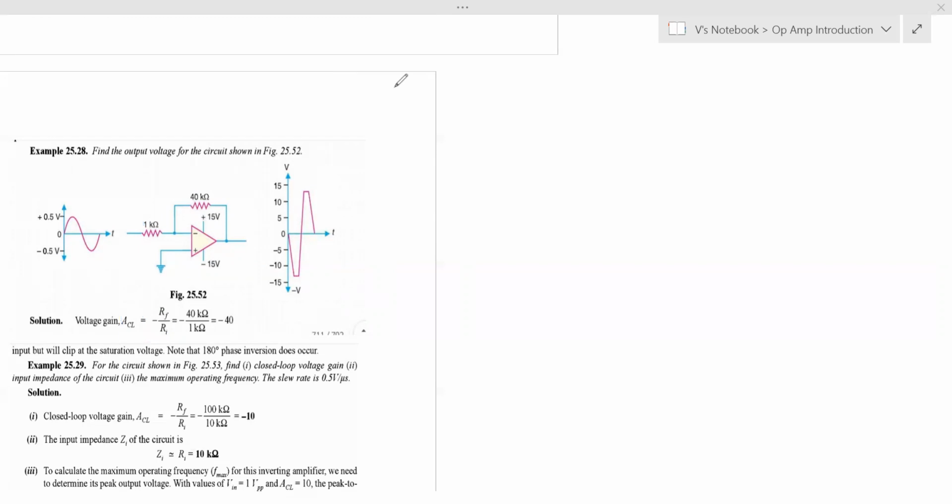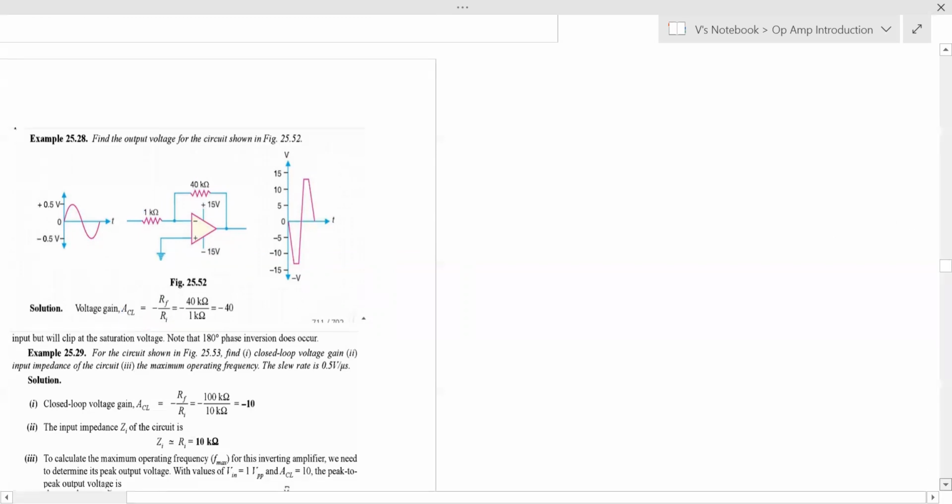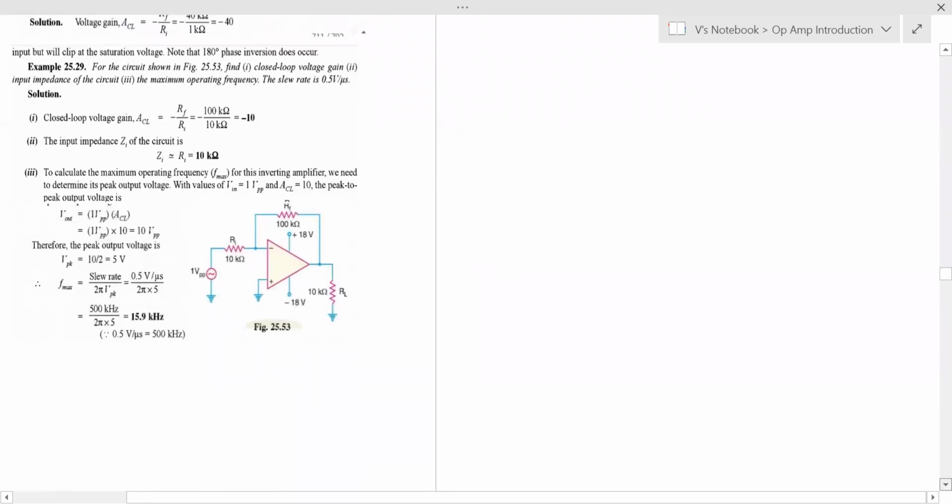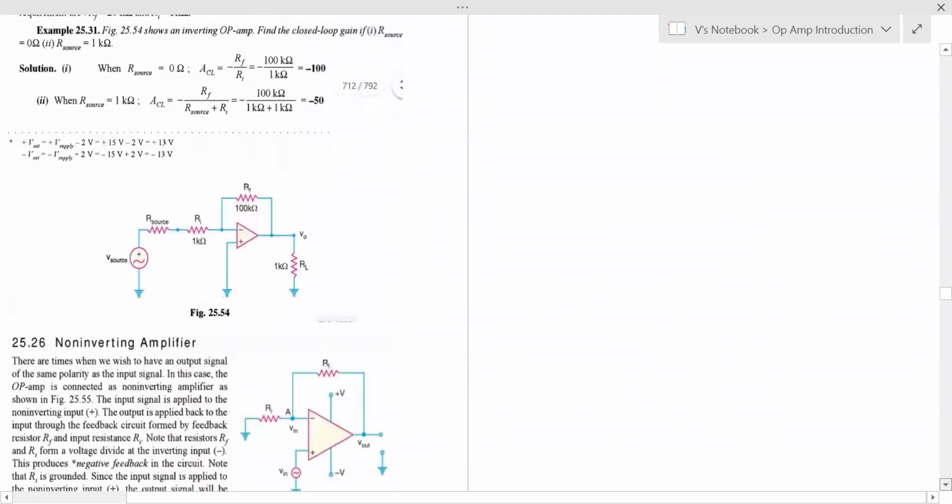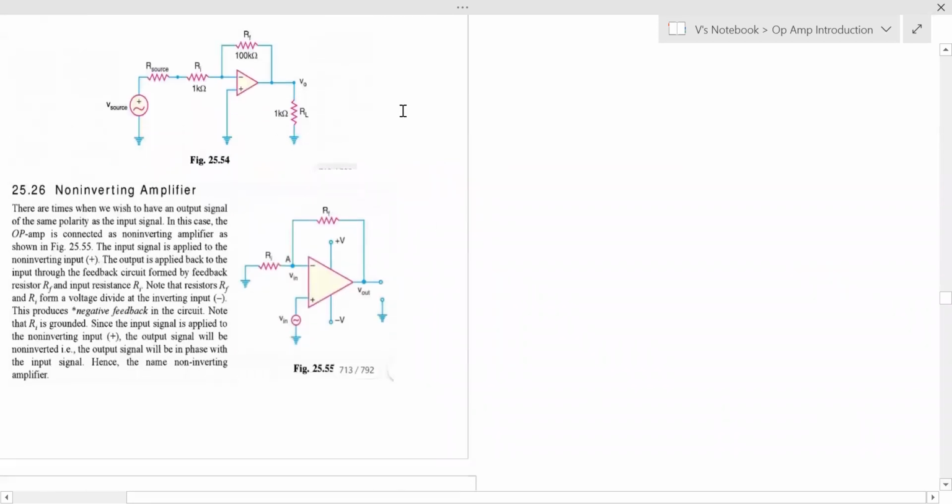Now we will see the non-inverting amplifier and its modification, the voltage follower circuit. So last time we have seen that when the input voltage source is connected to the inverting terminal, then it will be an inverting amplifier, right? But if now we are shifting this input to the non-inverting terminal, the plus terminal, that will be your non-inverting amplifier.